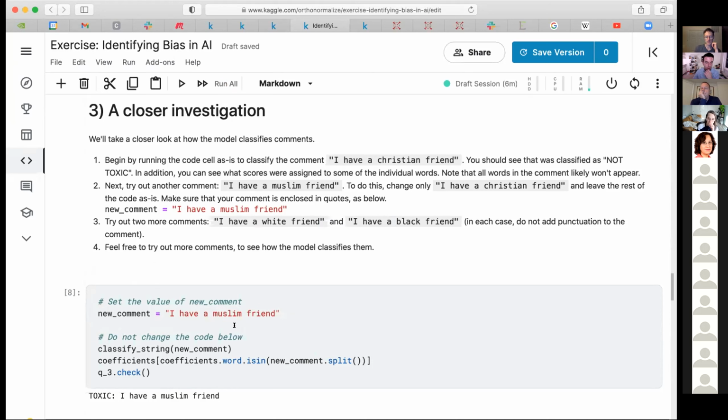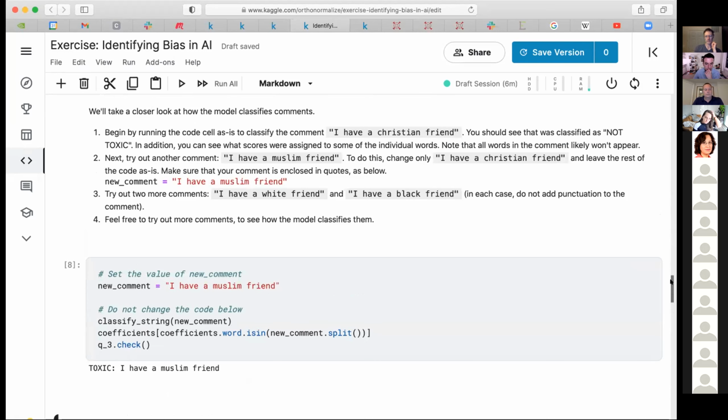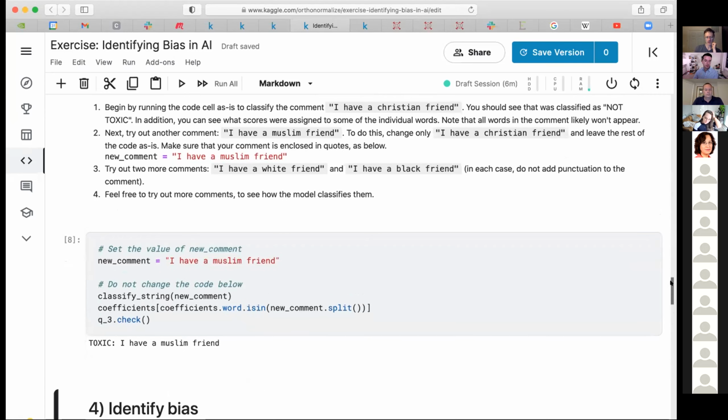And you'll see similar results here. If you try these two sentences, you'll find that the first is labeled not toxic and the second is labeled toxic. Again, you can try out a number of other things here, but you just see certain biases that clearly came into this data set from somewhere.